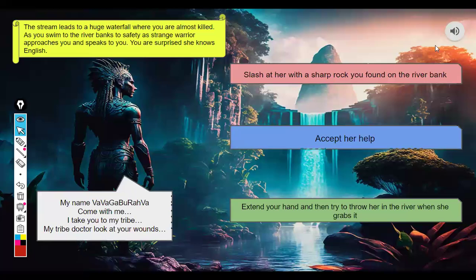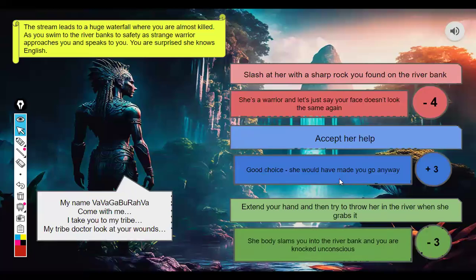All right, let's see what's the correct answer. The blue one was the correct one. Right? All right, so y'all know what to do if you ever fall off a waterfall on a stream. Answer I never taught you.